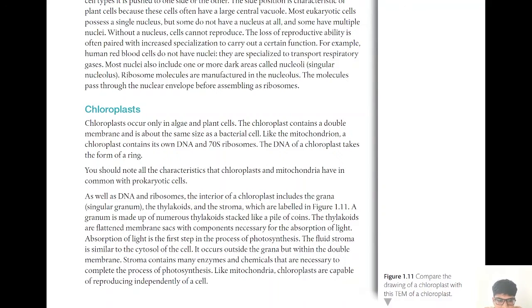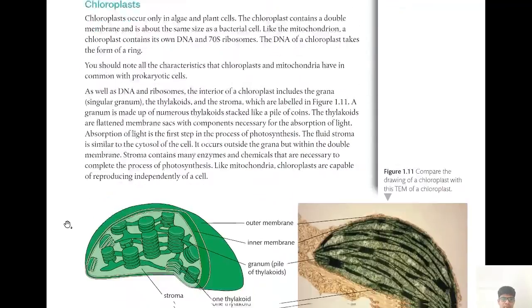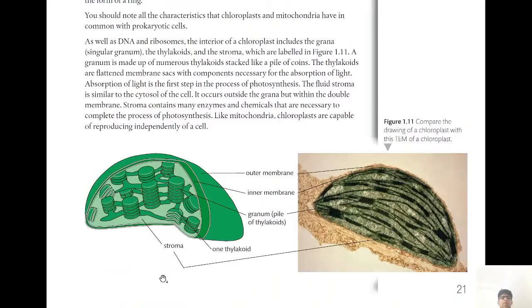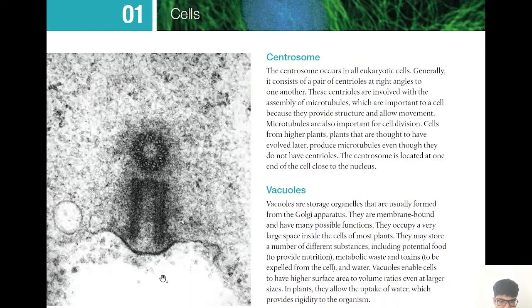The fluid stroma is similar to the cytosol of the cell. It occurs outside the grana, but within the double membrane. Stroma contains many enzymes and chemicals that are necessary to complete the process of photosynthesis. Like the mitochondria, chloroplasts are capable of reproducing independently of a cell. So, just like mitochondria reproduce, chloroplasts can also reproduce and divide. Here we have the structure of a chloroplast. This is the stroma, and this is one thylakoid shown here, and the outer membrane, inner membrane, and granum, the pile of thylakoids.